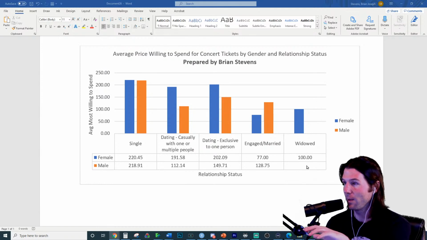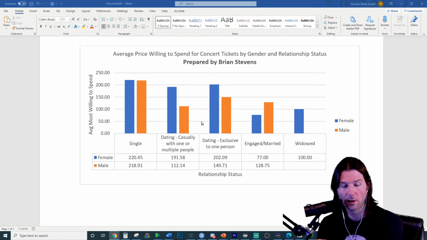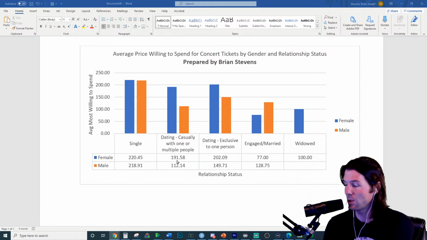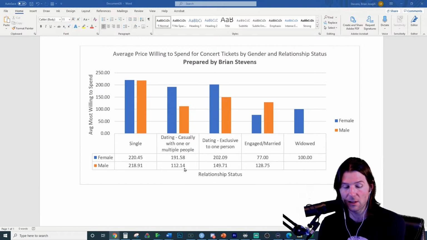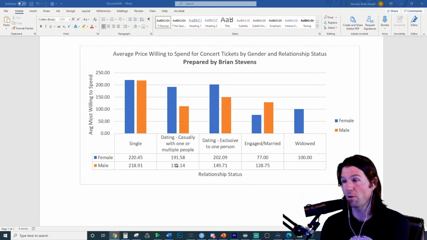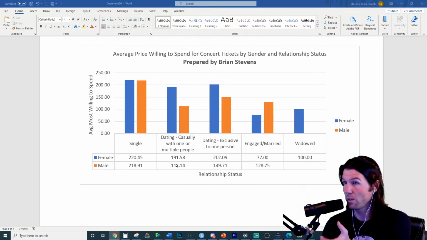Widowed does not have any males. There's no males who are widowed, so we don't have any information on that. And we generally see that women are willing to pay more, with the most drastic difference between the dating casual, who are willing to spend $191.58 on average versus the males who are willing to spend at most $112. I mean, that's a difference of almost $100. This is what I'm going to include in my write-up.